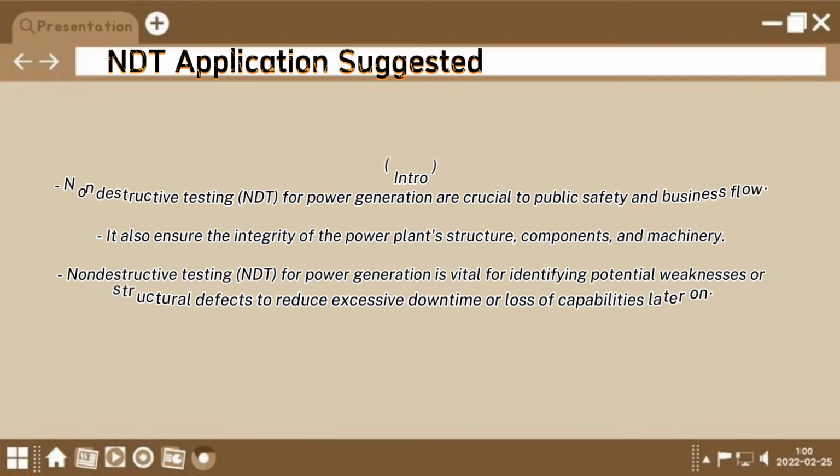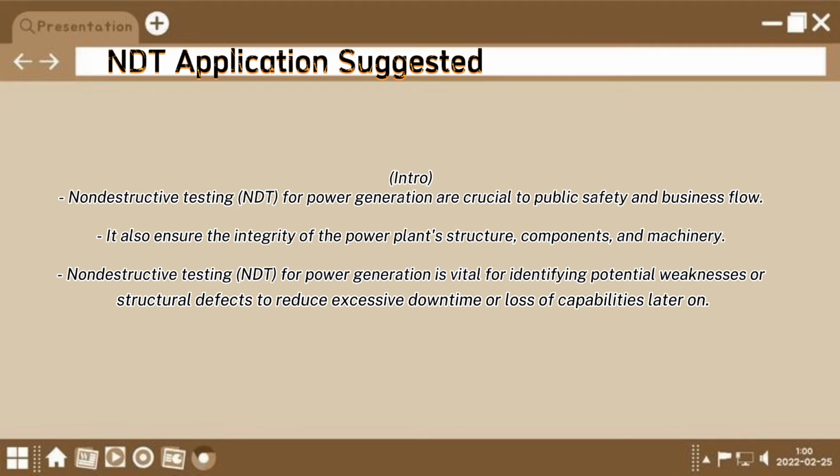For my part, I will suggest a non-destructive testing method that is applicable to the chosen plant. So first of all, let me explain a little bit about non-destructive testing, or in acronym form, NDT. Non-destructive testing for power generation is crucial to public safety, safety of your team, and also to the business flow. The structural, mechanical, and electrical integrity of the power plant is guaranteed by non-destructive testing. And for power production, non-destructive testing is very essential for spotting probable flaws and structural flaws to prevent unnecessary downtime or future capability loss.